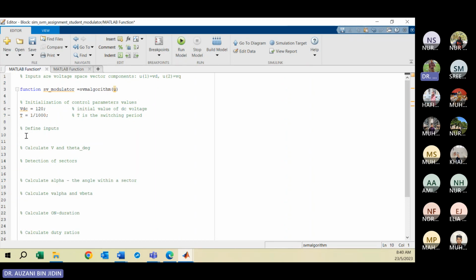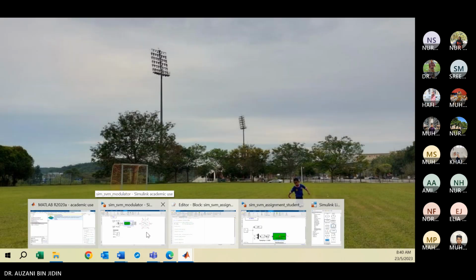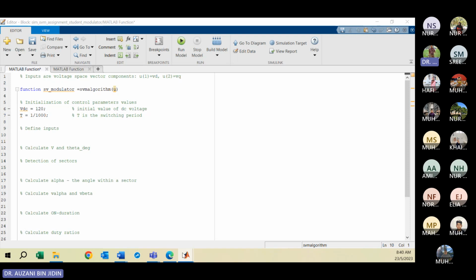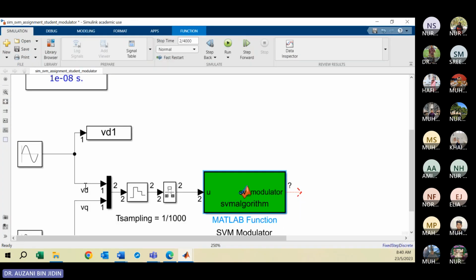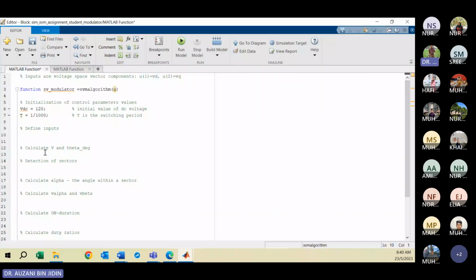Then you go for the second comment, to define the inputs. Your inputs, if you look at the model, are VD and VQ. This line signal carries two pieces of information, VD and VQ. So your VD is U1 and VQ will be U2, because you use the Mux, so you have U1 and U2.